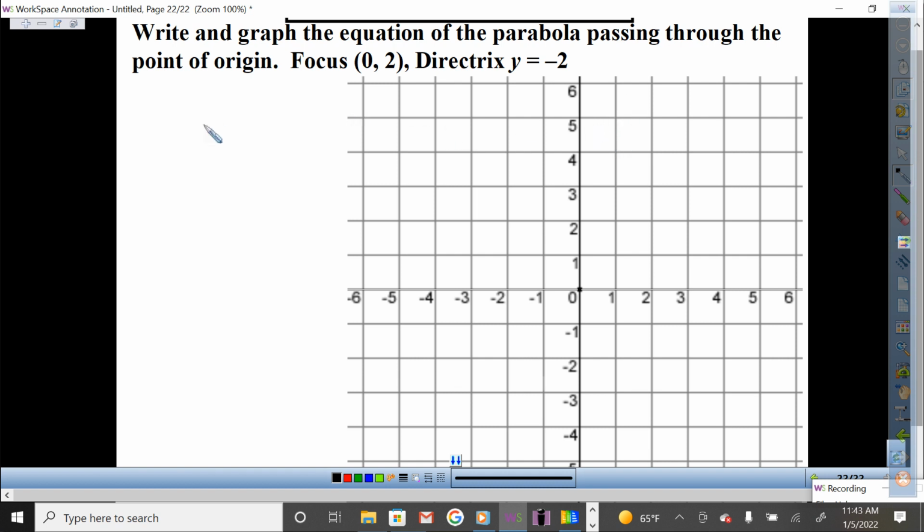Raymond, go. X squared equals 4py. Hands, if you got that. That is correct. I'll give you some time.